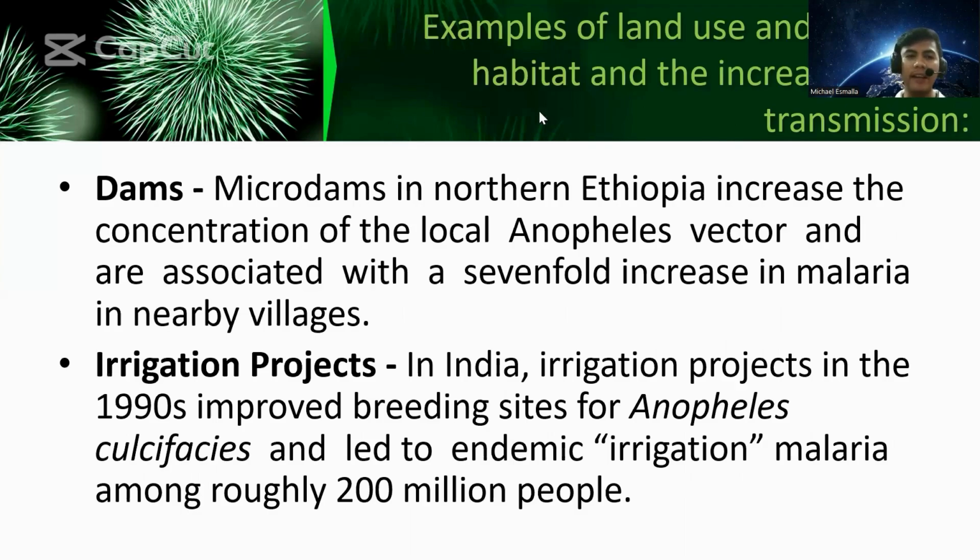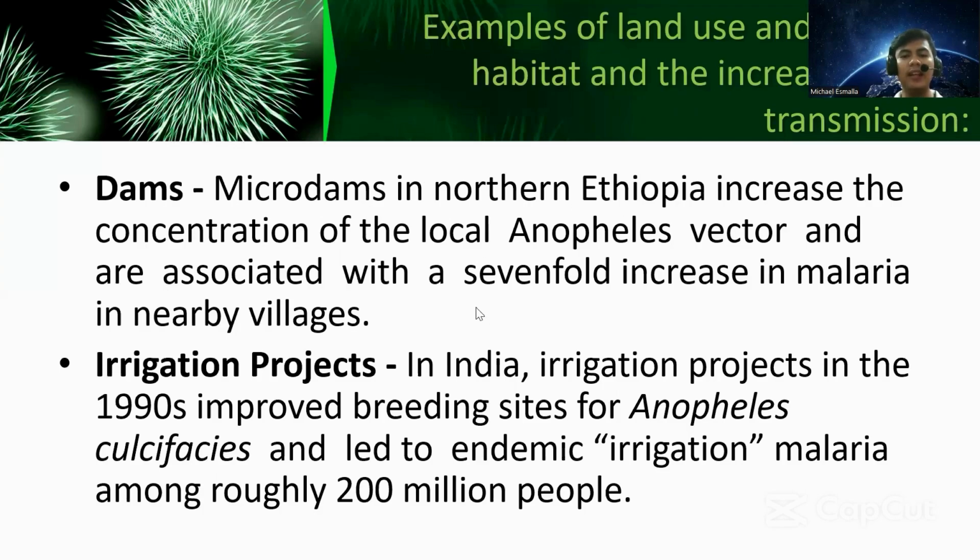Okay, another thing that can affect this, guys, is building dams. Microdams in northern Ethiopia increase the concentration of the local Anopheles vector and are associated with a sevenfold increase in malaria in nearby villages, especially because of the stagnant water in these microdams. Because of that, the Anopheles vectors increase.